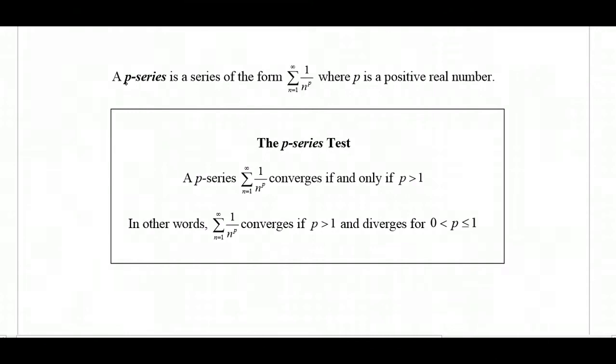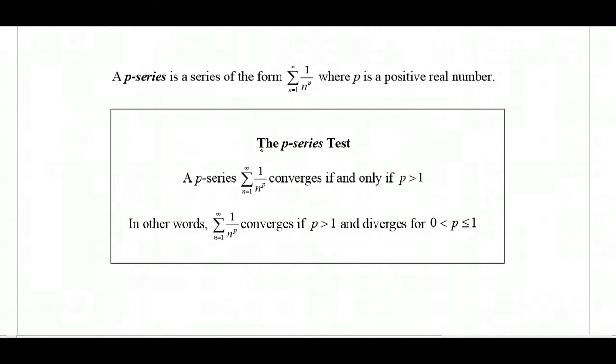Okay, so let's define a p-series. A p-series is a series of the form the sum from n equals 1 to infinity of 1 over n to the p, where p is a positive real number. So it turns out that if I have a series of this form, it is pretty easy to determine whether this infinite series converges or diverges using the p-series test.